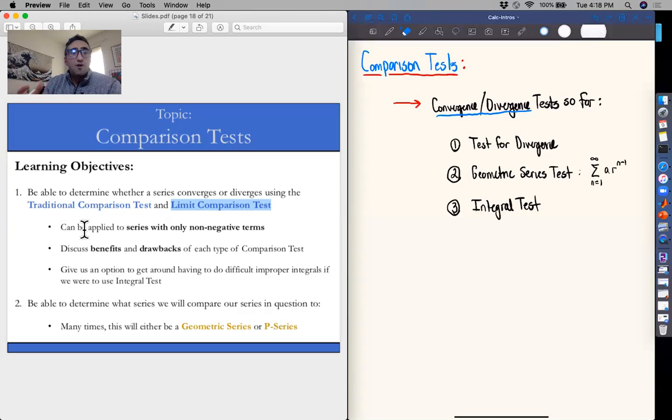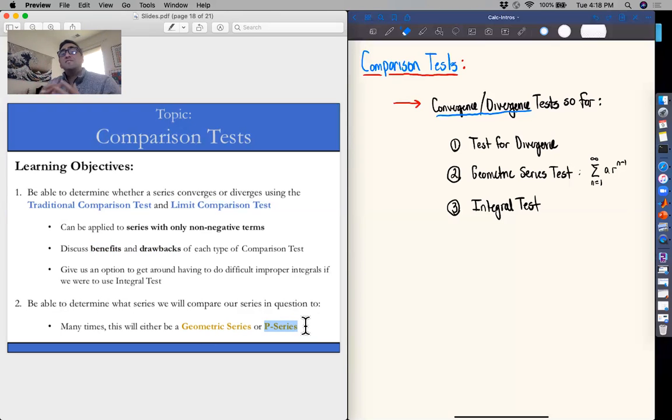Now, some of the things to note about comparison tests. These tests will only work for series with non-negative terms. So all the terms in our series have to be either 0 or positive. We're going to discuss the benefits and drawbacks of each of these two comparison tests. Basically, we're going to introduce why both of these comparison tests exist. Why not just one or the other? The other thing we're going to see today is that many times the series that we're going to be comparing our series to will come in the form of either a geometric series or a p-series.